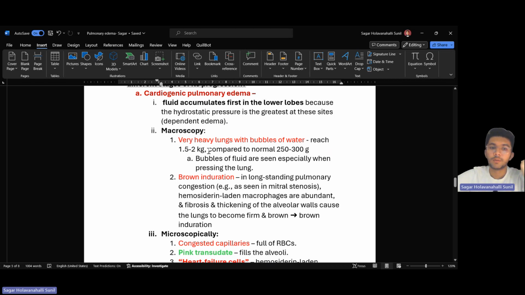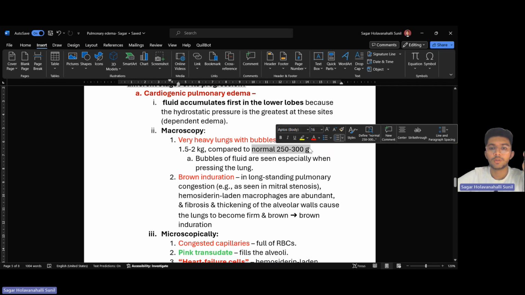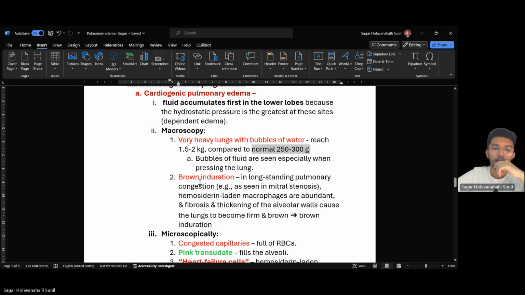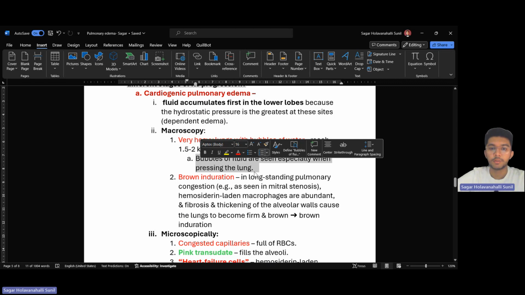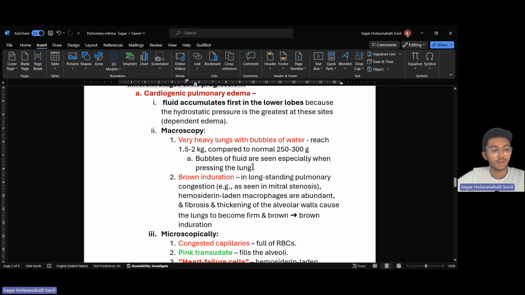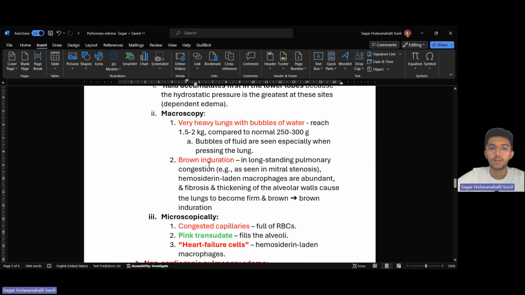So the weight will be like 1.5 to 2 kgs or higher or lower compared to the normal 250 to 300 grams. So if, for example, you get the chance to press a lung from a cadaver which is filled with fluid, you can see bubbles just oozing out, right? Bubbles of fluid oozing out. That's typically what's happening inside the lungs in someone who has got pulmonary edema.